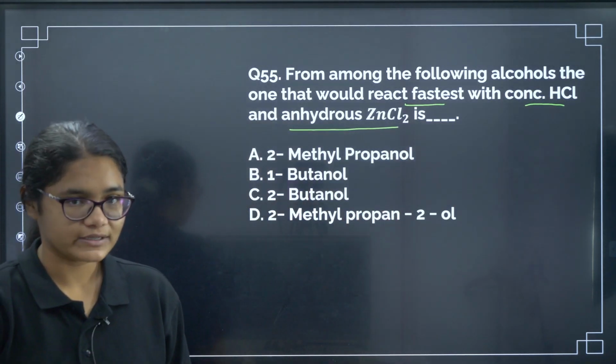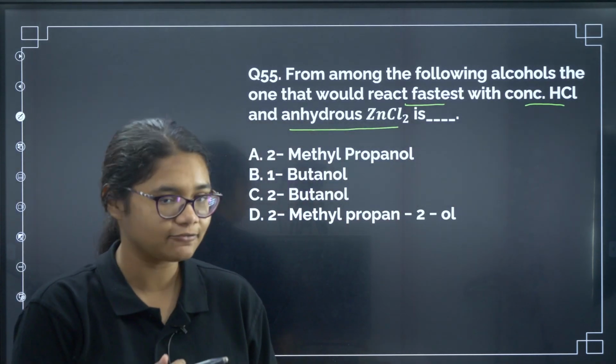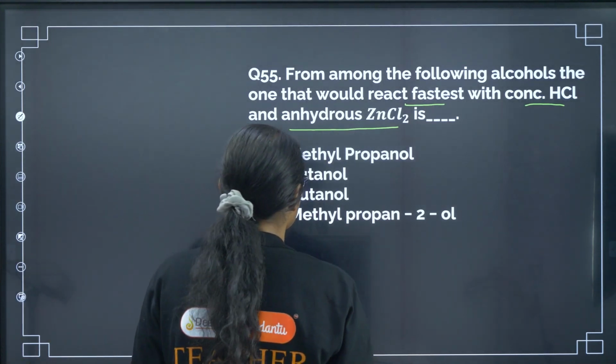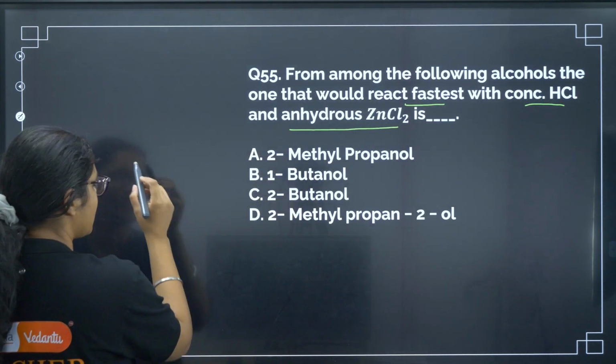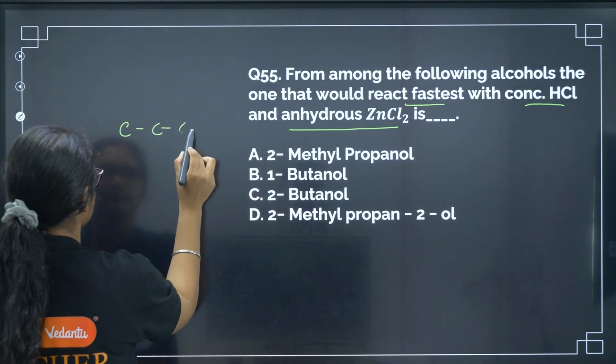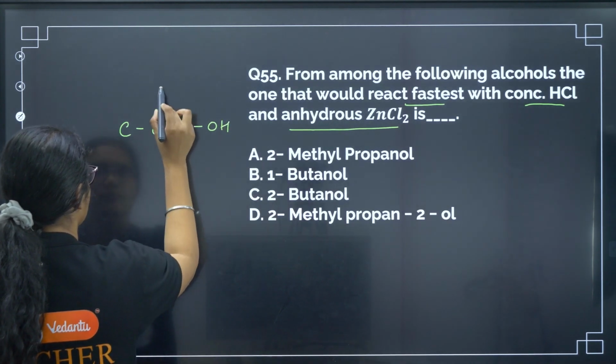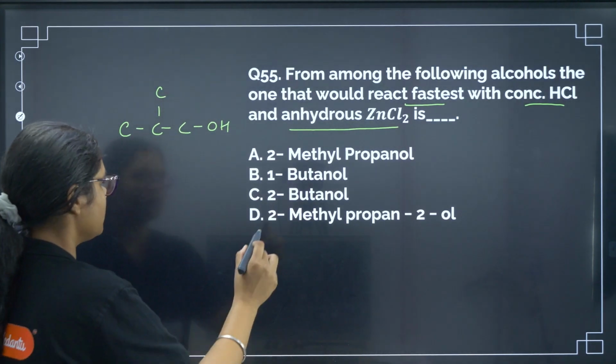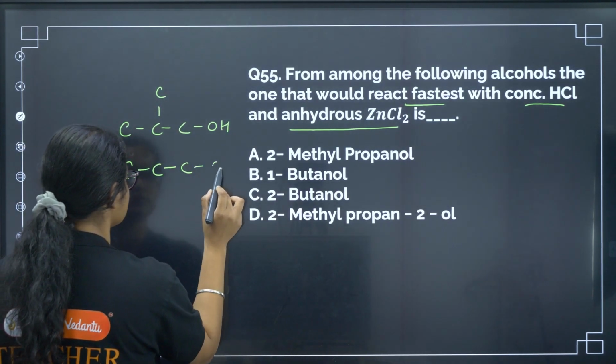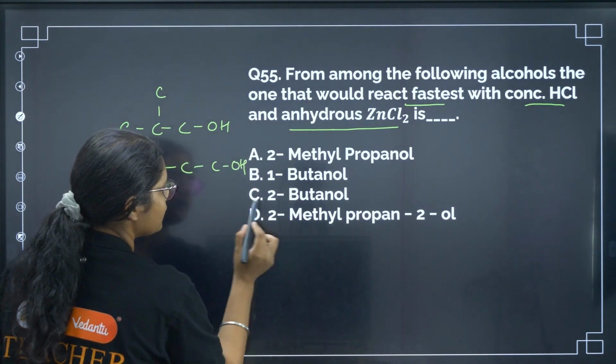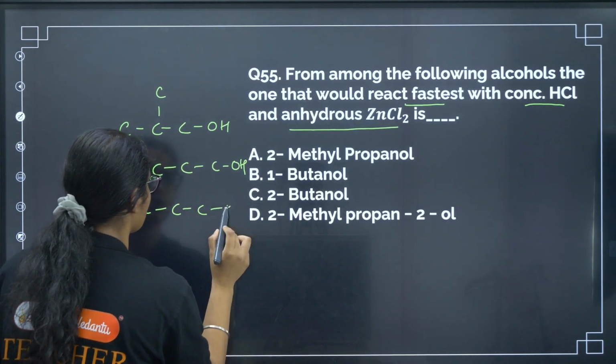So this is your Lucas reagent. We know tertiary alcohols will react faster. So this one, let us see all the structure. 2-methyl propanol, this is a primary alcohol. 1-butanol, this is also a primary alcohol. 2-butanol, this is a secondary alcohol.